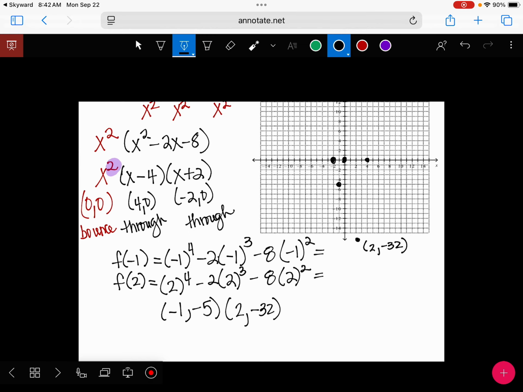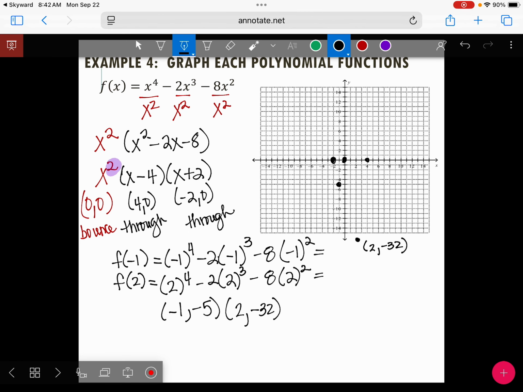So show me with your thumbs, what should my end behavior look like? What should my arrows look like? I agree. Yep, both sides should be going up because it is even, it's a 4th degree, and it's positive. So this side should be up, and so should this side.